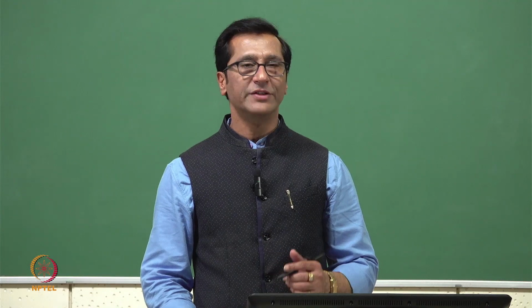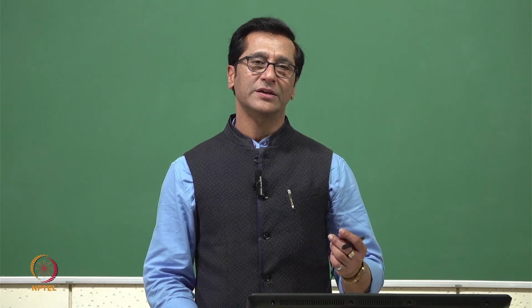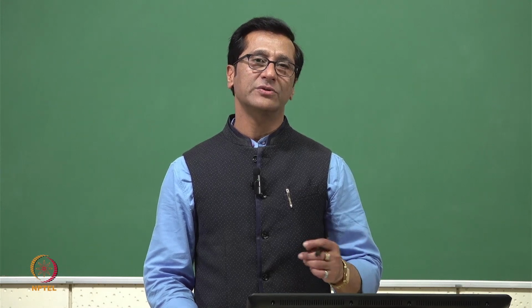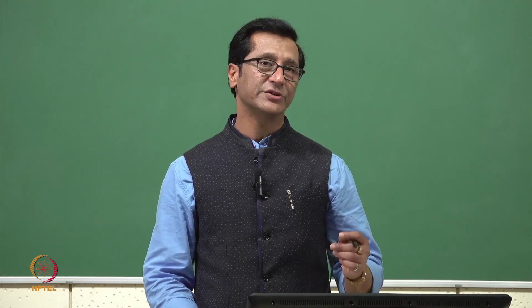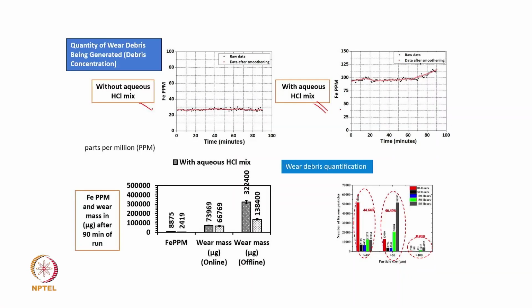This was done intentionally. We know that EP additives are slightly acidic, and they make a corrosive layer and increase the load carrying capacity of the lubricant, but it deteriorates faster. So this is what we have done. You can see here in this case the Fe level has gone up to 100 from 28 and 29, and when we collected the wear debris, we found a huge change in the mass with HCl. It is increasing significantly.